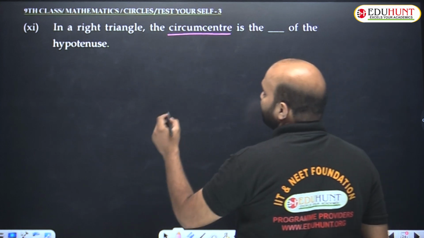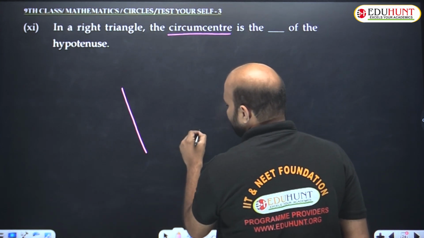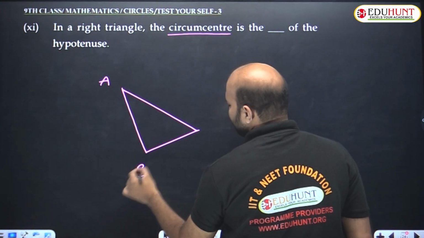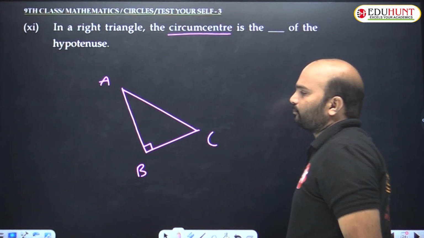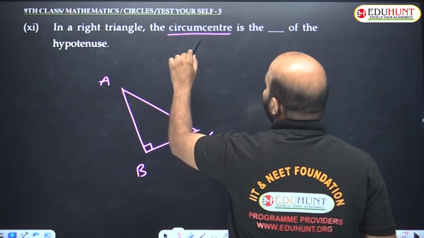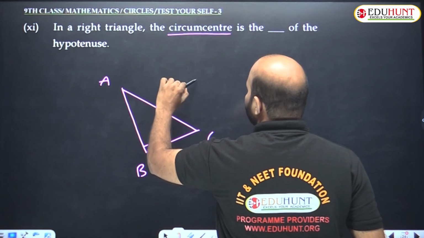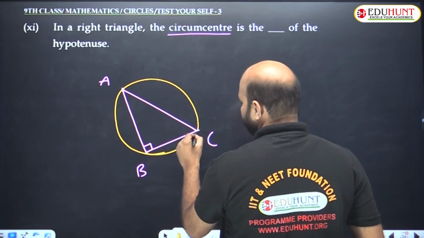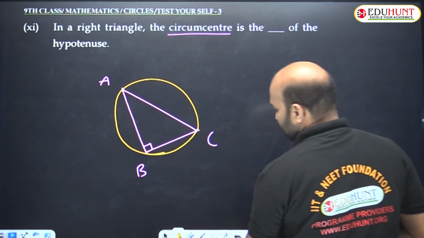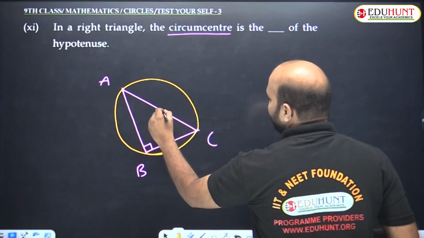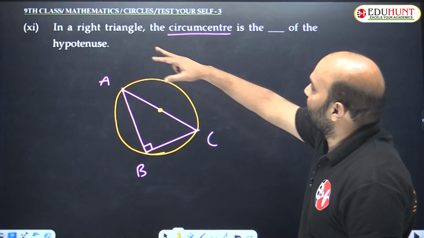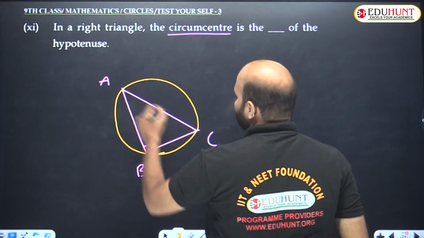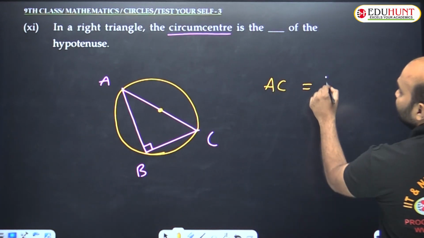Am I clear? So first we can draw the right triangle. This is a right angle. ABC is a right angle at B. So a circle circumscribed, just like that. This is the circumscribed circle, and this is the center of the circle. So in a right angle triangle, the circumcenter is the dash of the hypotenuse. Here AC is the hypotenuse. Am I clear?